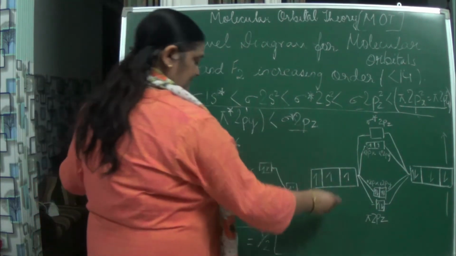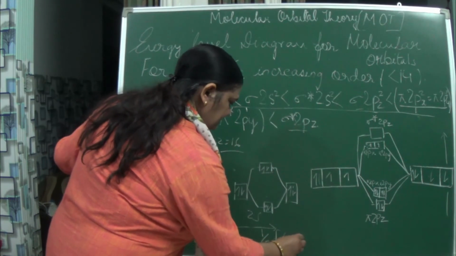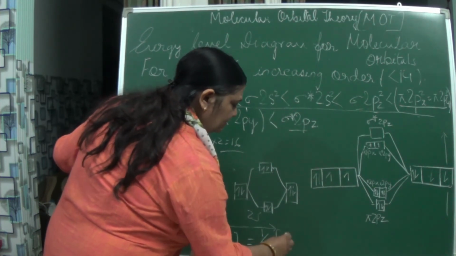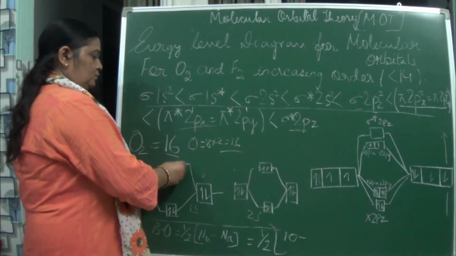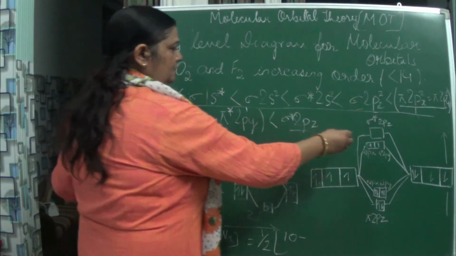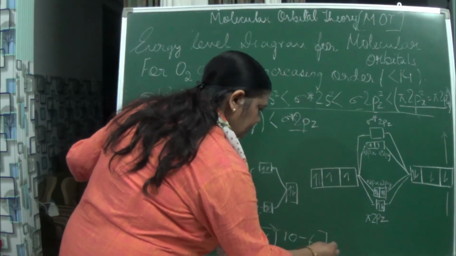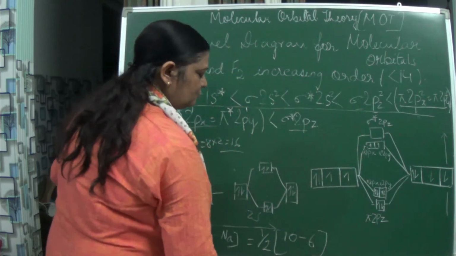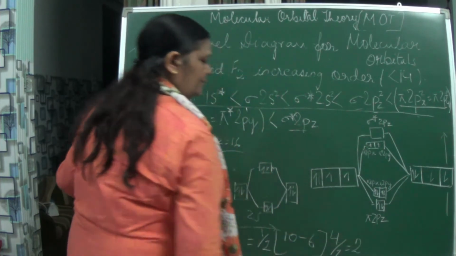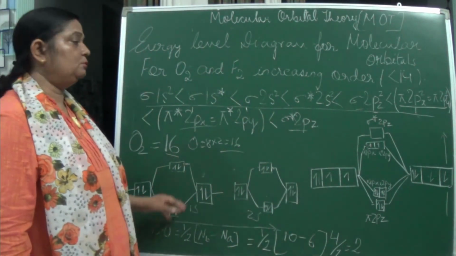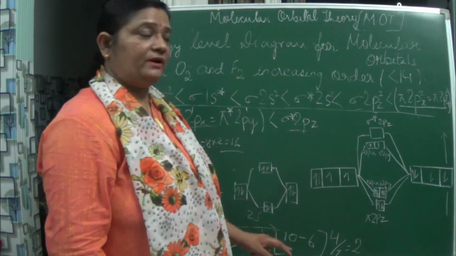4 plus 6, it is 10. Okay, write 10 directly. Minus, let us see in the anti-bonding, 2 plus 2, 4 plus 2, 6. So now 10 minus 6 is 4, so 4 upon 2, that is 2. So the bond order of O2 molecule is 2. Now let us see whether it is paramagnetic or not.